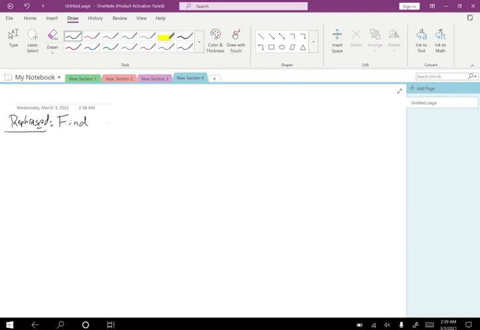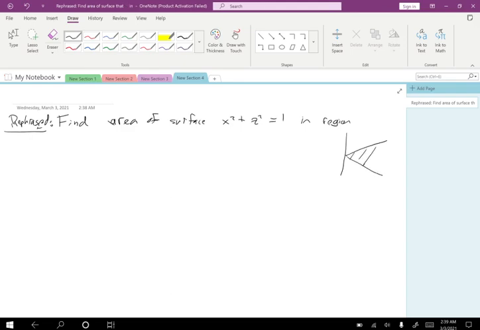We're going to find the area of the surface x squared plus z squared equals 1 in the region, which I'll just sketch out. Okay, so you could go ahead with this, but I'm gonna do a trick.